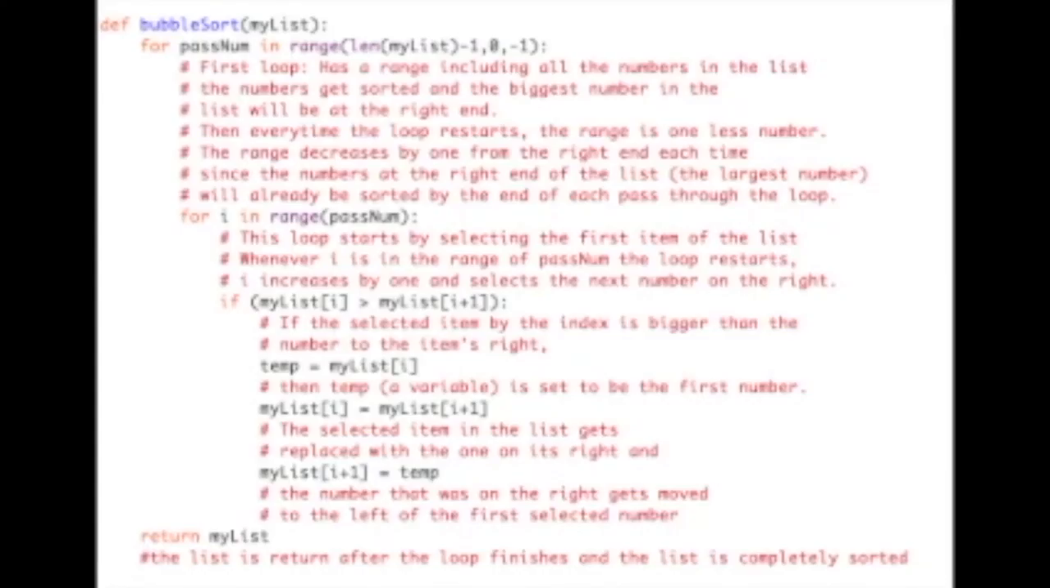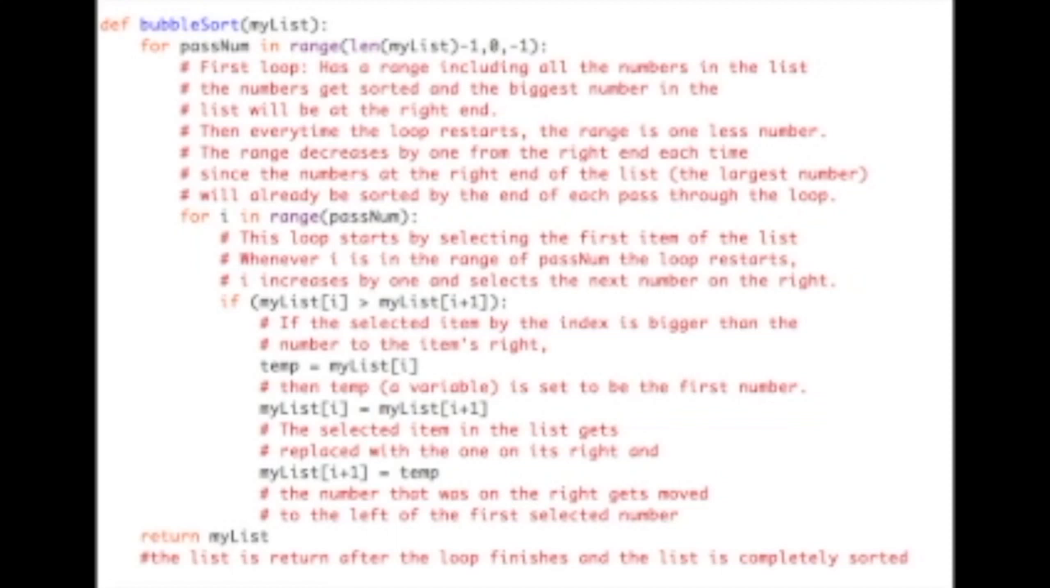So in this bubble sorting algorithm, we start off with a for loop that just makes a range of all the numbers in the list, and every time we pass through the list and sort it, since the biggest number will go to the right end, the range decreases by 1 from the right end every single time. The second for loop starts by selecting the first item of the list starting from the left, and as we go through the list to sort it, it will keep on selecting the next item to the right.